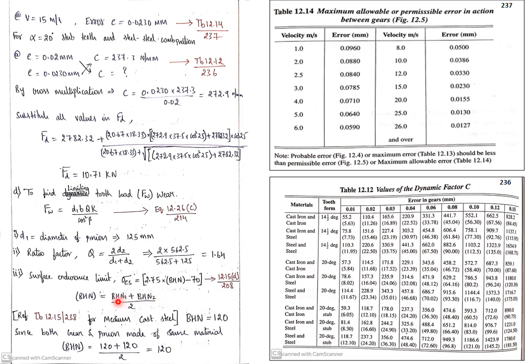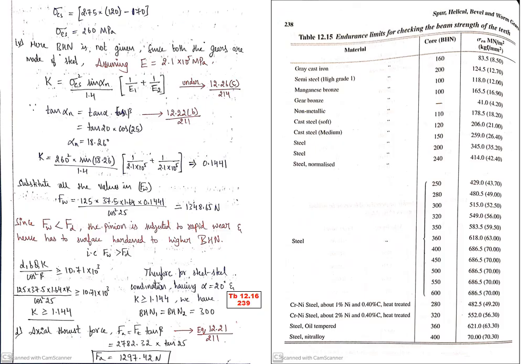What is BH1? It is the Brinell hardness number of the pinion. BH2 is the Brinell hardness number of the gear. Okay, so here it is given as a cast steel. So you again assume medium cast steel, where BHN is 120. Since both are made of the same material, you need to take an average of both. You will get BHN as 120, and you substitute back here. You will get the endurance strength.